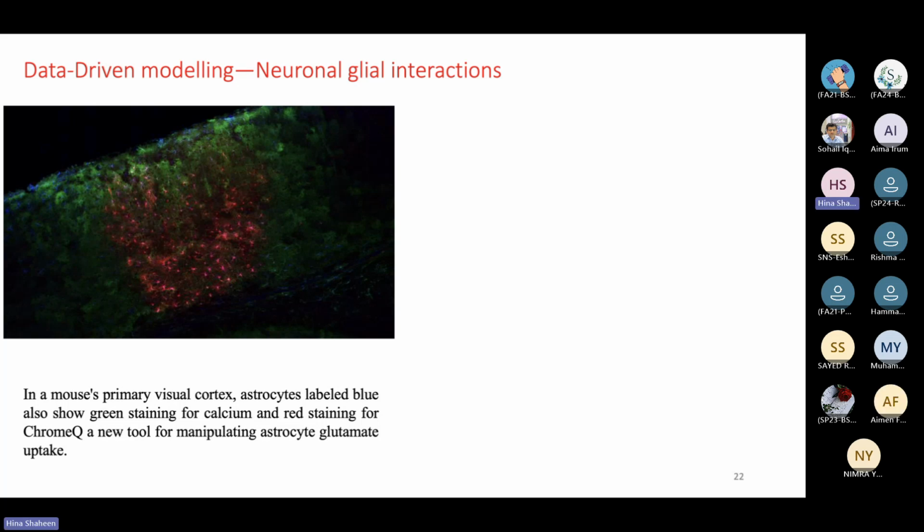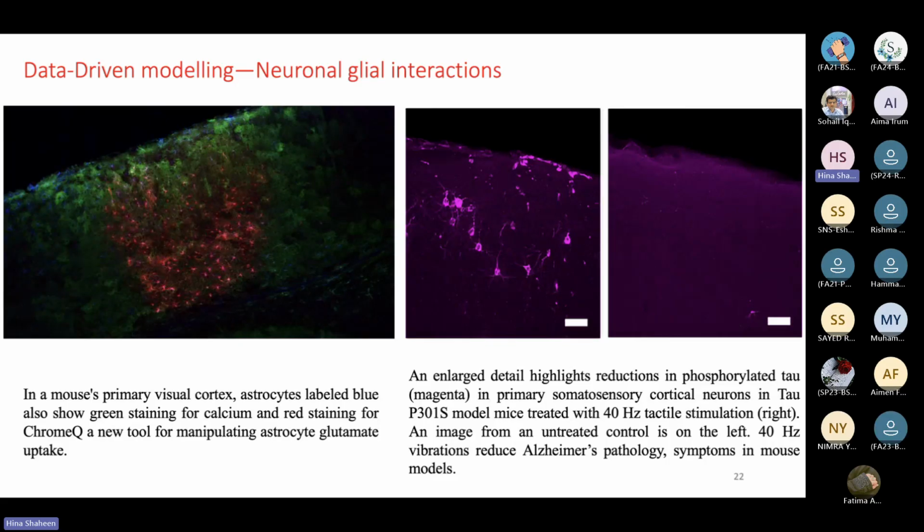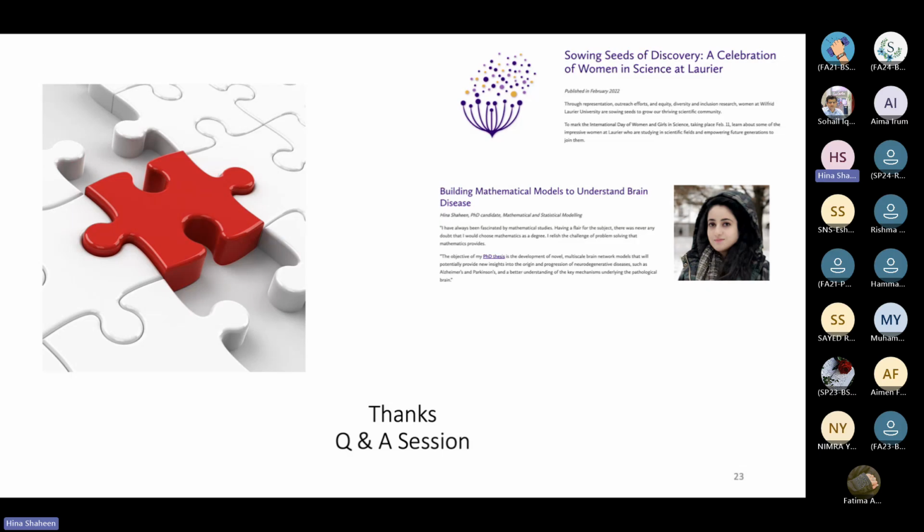So this is also another collaborative work. We developed a data-driven model for the neuron-glial interactions, using mouse model data from the mouse primary visual cortex. This has been done in the neurosurgery lab at Penn State University as well. You see the astrocyte concentration, how they are looking. They are in blue color as shown. Green staining is for calcium. We have already developed the mathematical model, but now we want to integrate the real data from the neurosurgery lab to validate those models and to predict something to help with Alzheimer's pathology symptoms in the mouse model.